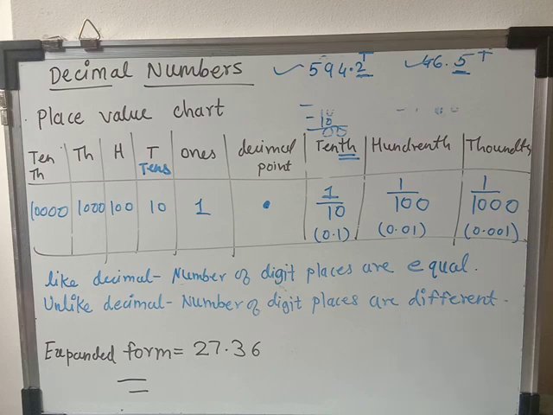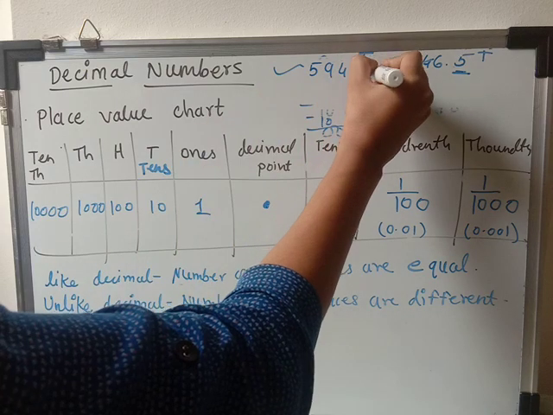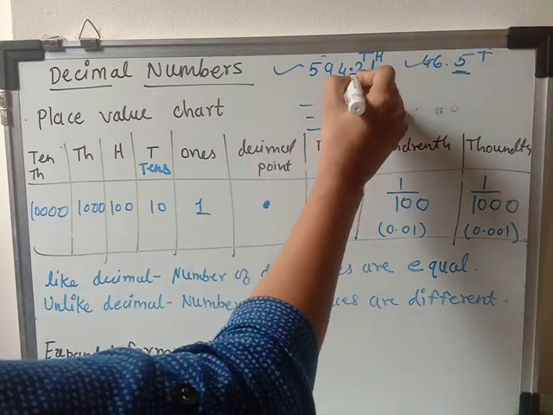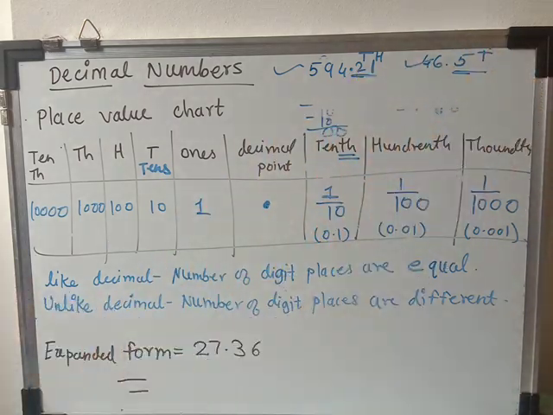In unlike decimals, if I increase one place and put the hundredth place, and here there is none, so both after the decimal the places are different, so we call them unlike decimals. Here we have learned these things. You use like and unlike decimals when comparing two decimal numbers.